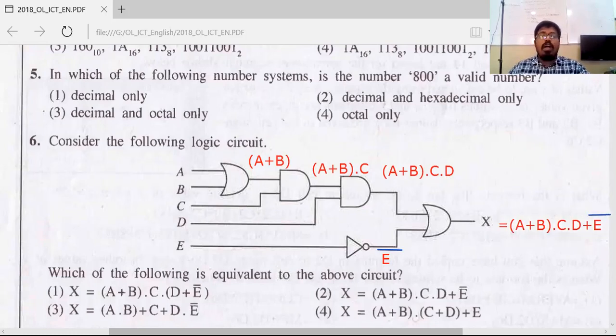This one is your output. Here A plus B is there, C dot D is there. Here only C is there. Here C plus D, so this is wrong. This one is wrong. Here D plus E bar is in the bracket. That is wrong. Why? It should be C dot D plus E bar. So the right answer is the second option.